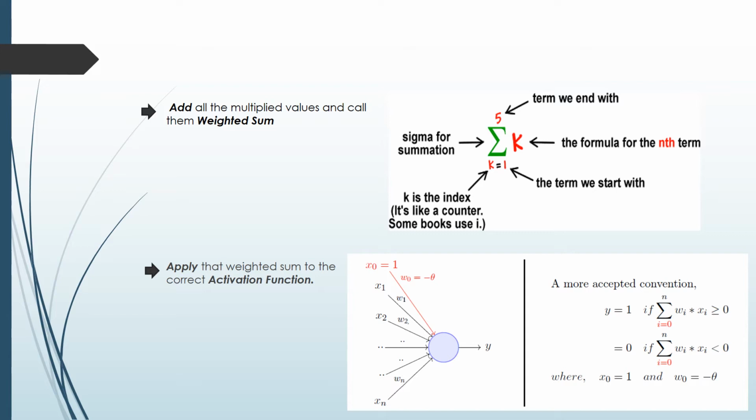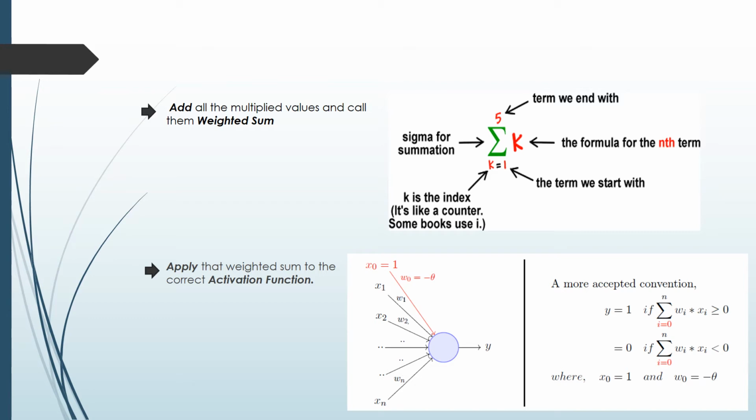Sigma, 5, k equal to 1. The 5 is the term we end with, the sigma signifies summation, k is the formula for the nth term, and k equal to 1: k is the index and 1 is the term we start with. Apply that weighted sum to the correct activation function. Here is the activation function given below.